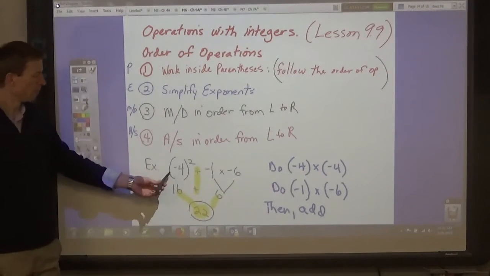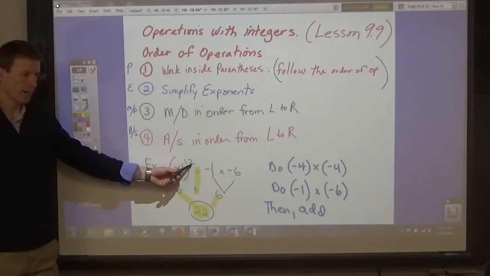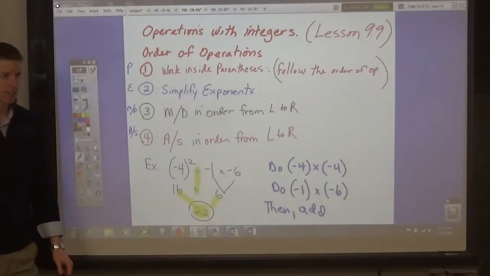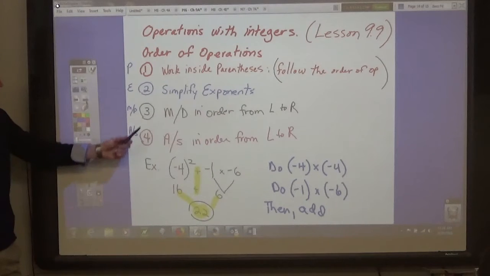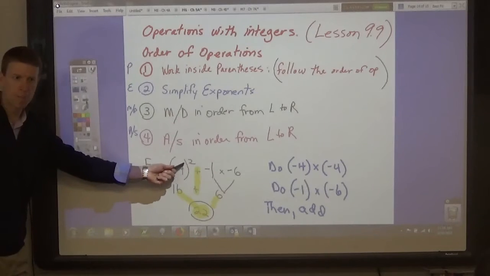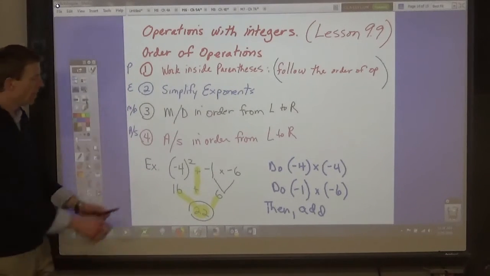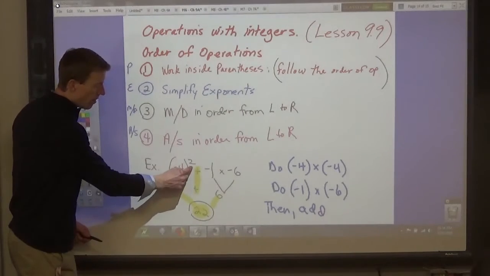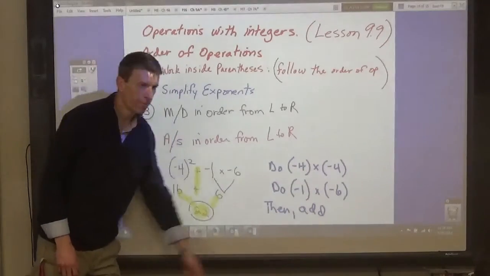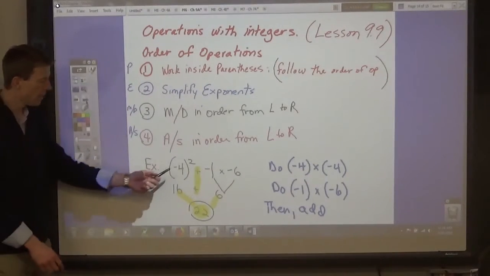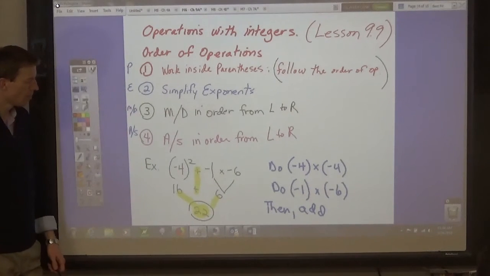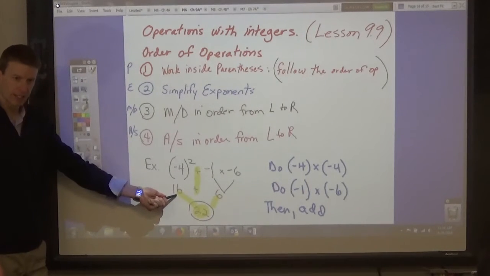So this first example says -4 squared plus -1 times -6. There are no parentheses. Well, there's parentheses, but it's already simplified in the parentheses, right? There's no other operations to do. And what we have to do with this is square it. So -4 squared means we have to do -4 times -4. Then -4 times -4 is 16.